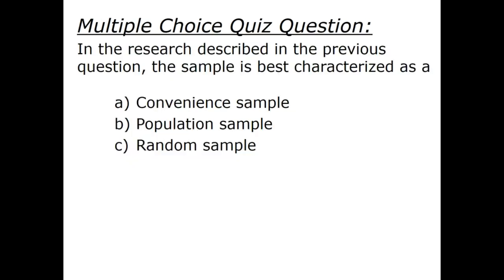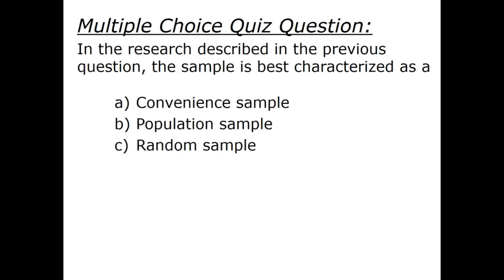Let's do one more that's related to that same exam paper color and test performance research. The sample is best described as A. Convenience sample, B. Population sample, or C. Random sample. Pause the video now to give yourself enough time to correctly answer the question.